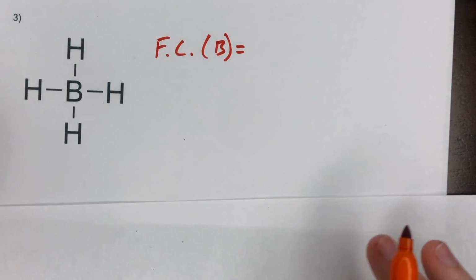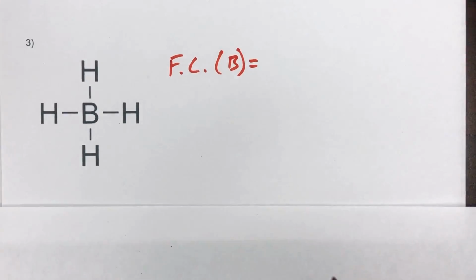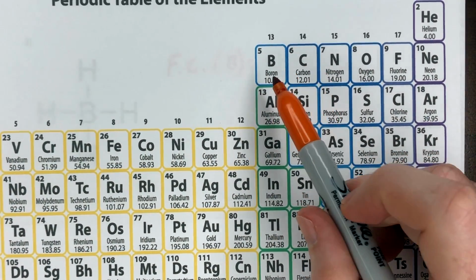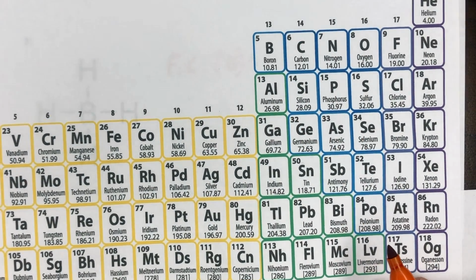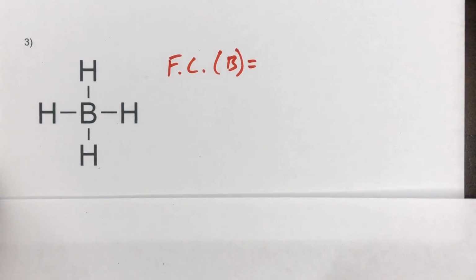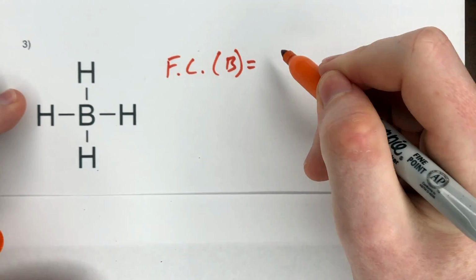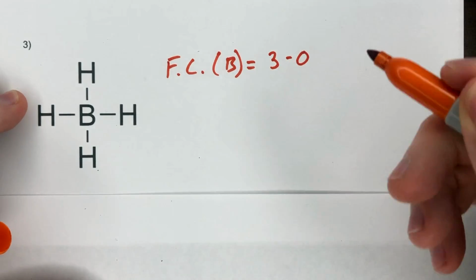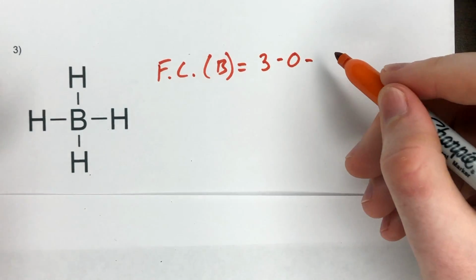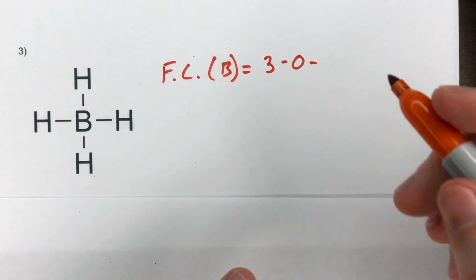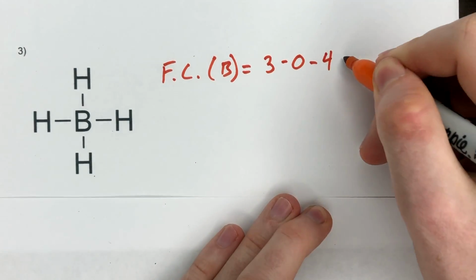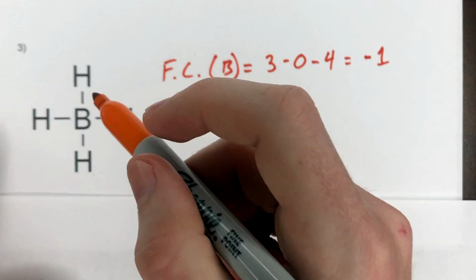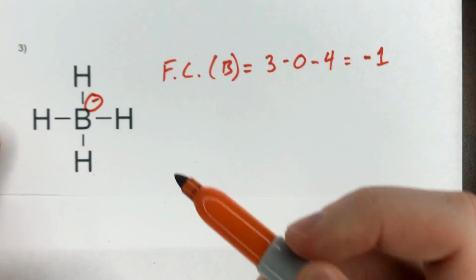And let's look at our periodic table. This one is not one that you may have memorized. You have to look at boron. Boron is in group 13, so that is 3 valence electrons to be neutral. So that is our first number here, a 3. Subtract our lone pairs, there are none, so that is 0. Subtract 1 from each bond, there are 4 bonds, so we subtract 4, that is negative 1. Okay, so the negative charge is on this boron.